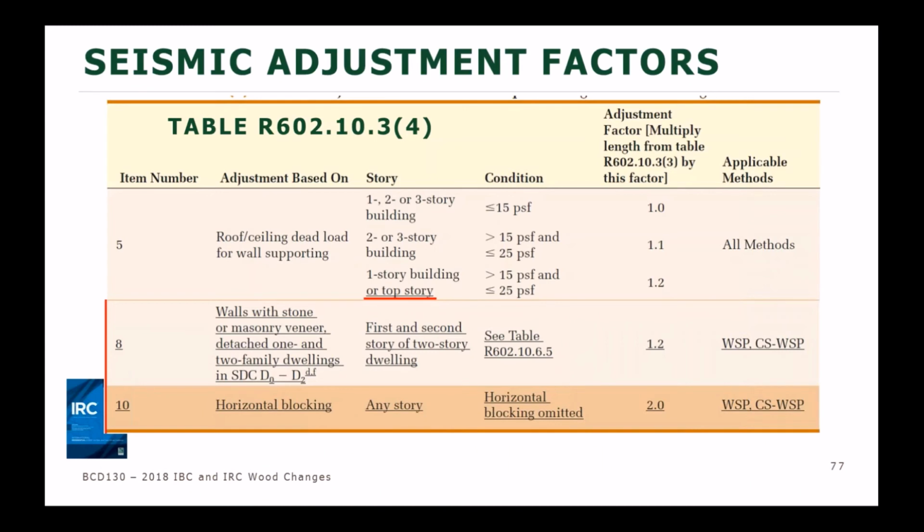The last addition is just a clarification again that when there is no horizontal blocking on any story, the amount of bracing that must be increased is to actually double the amount of bracing. And this is only allowed with wood structural panel and continuous sheathing wood structural panel. This was actually an exception back in section 602.10.10. So we're moving it out of that exception into the seismic adjustment factors area, just to make it more obvious that it's there.